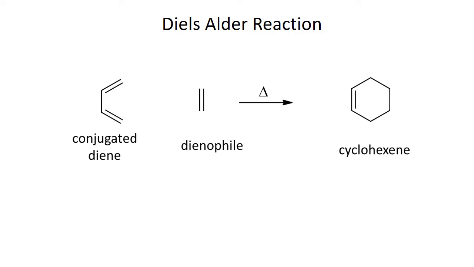The Diels-Alder reaction takes place between a conjugated diene and a dienophile. Dienophile is usually an alkene. Usually this reaction requires heat. In our case, the reaction is so favorable that it takes place at room temperature. In the end, you get a cyclohexene as the product.